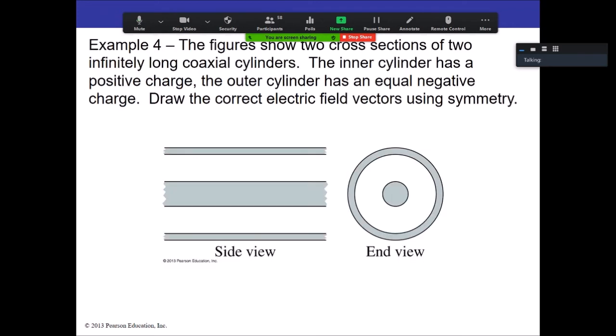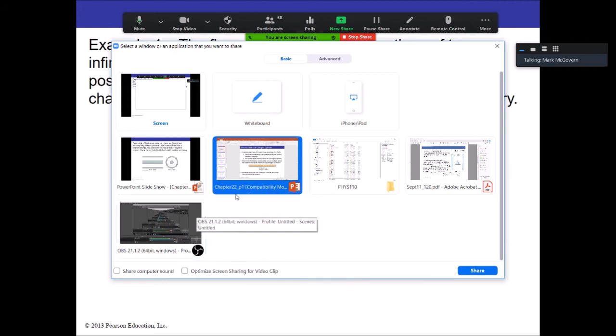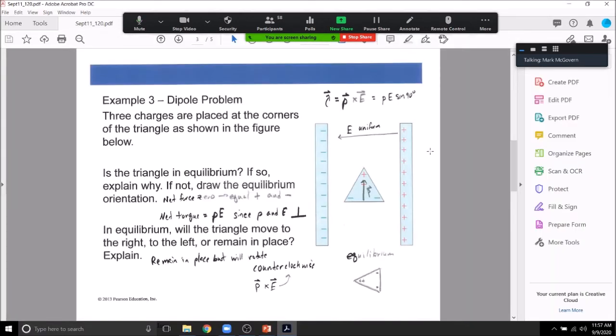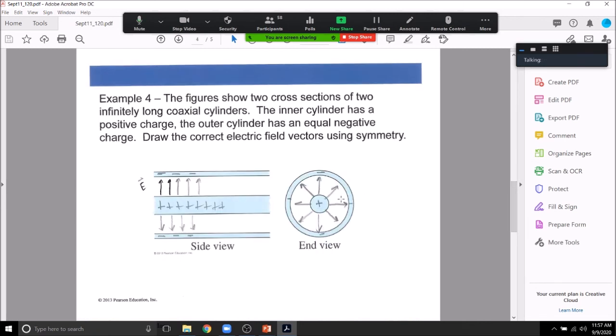So we got some coax cables here. And we have an inner cylinder with a positive charge and an outer cylinder with a negative charge. We want to draw the correct electric field vectors using the symmetry here. Now, you're still using the same principles we know before, that electric field has to point towards negative charges, away from positive charges, so you need to be mindful of that. So if my inner cylinder has a positive charge and the outer one is negative, the electric field's going to point radially away from the positive cylinder. And again, if I were to rotate things, reflect things, everything's still going to look the same here.